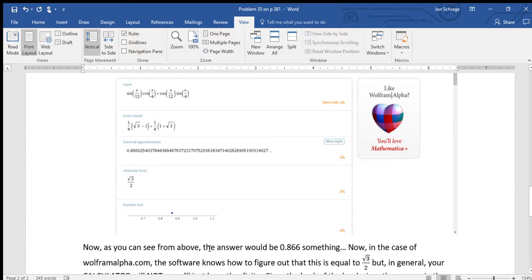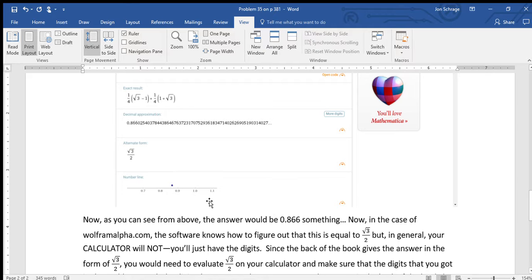And as you can see, the answer is 0.866025 and so on. Now, in the case of Wolfram Alpha, the software that runs this is actually based on Mathematica, which is a very powerful software system. It knows how to figure out that that's actually square root of 3 over 2, which is our answer. But in general, your calculator is not going to be able to do that. Calculators don't, in general, give you the answer in forms of things like that. You're just going to get those digits, 0.866.